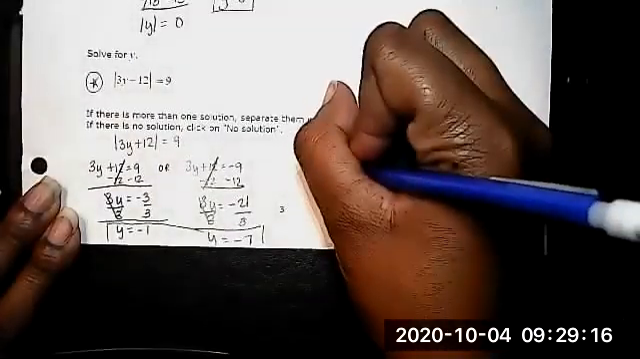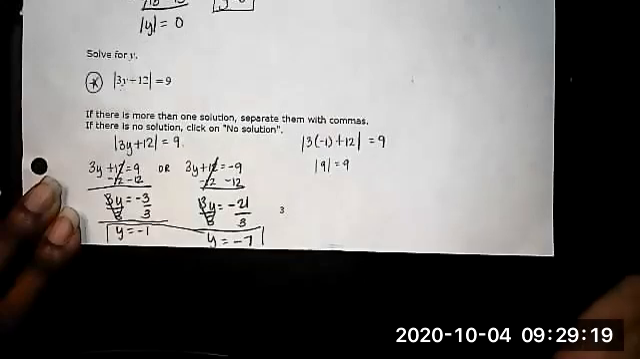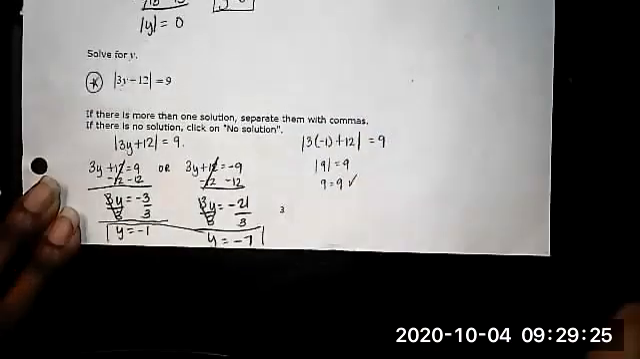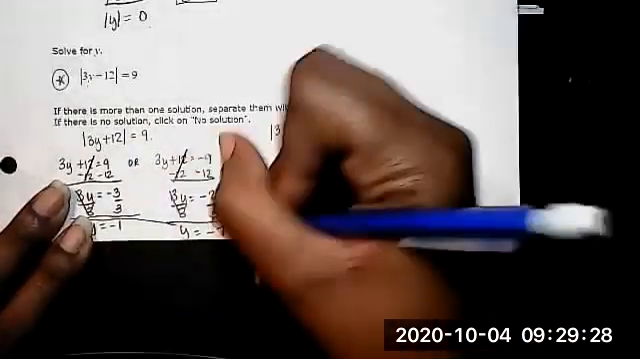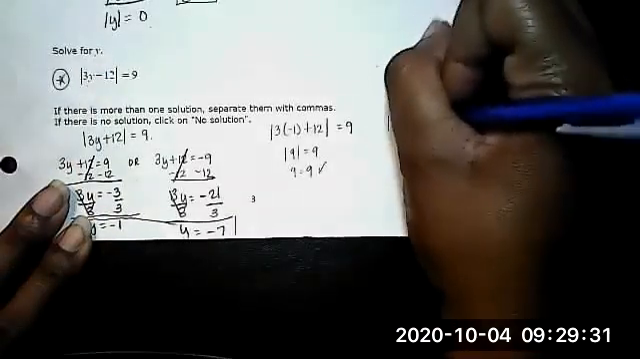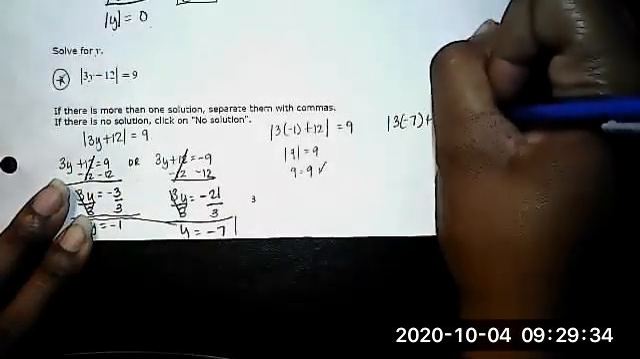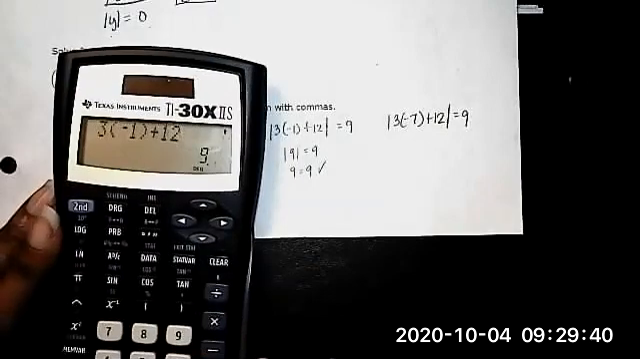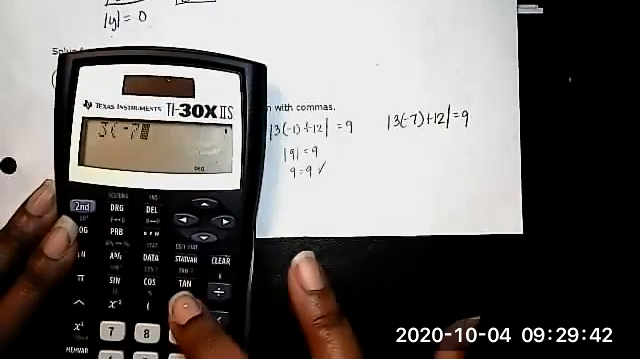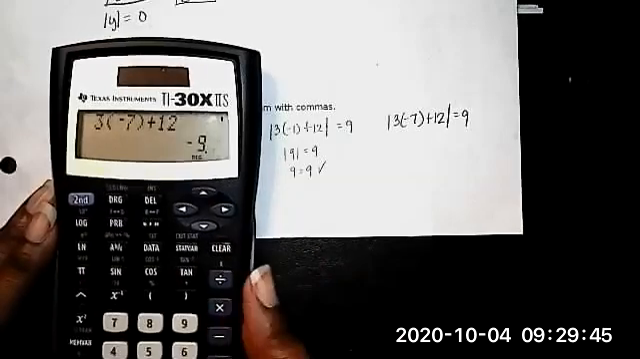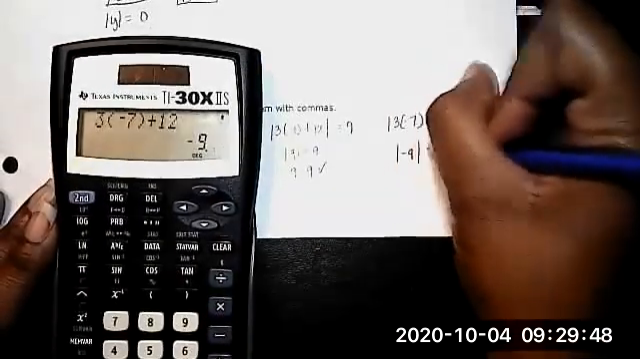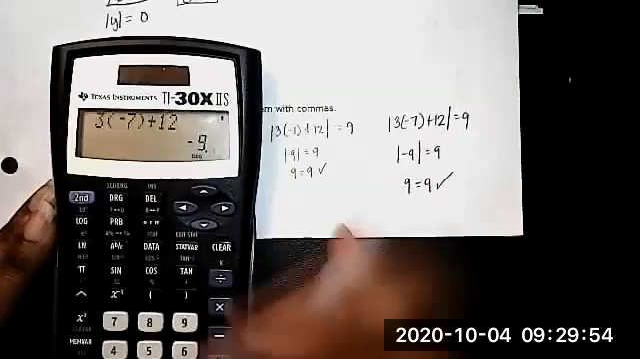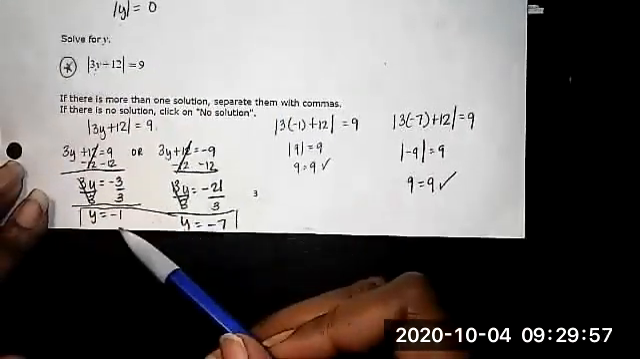So in this case, it'll be the absolute value of 9 equals 9, and that is true. Check. Now, for the next one, if I put negative 7 in for y, so let's say I put 3 times negative 7 plus 12 equals 9. This is just me checking to make sure I have the correct answer, because they both should come out to be true. This will give me absolute value of negative 9 equals 9, which is absolutely true. The absolute value of negative 9 is 9. So 9 equals 9. Both of these answers are true when I put them back into the problem.